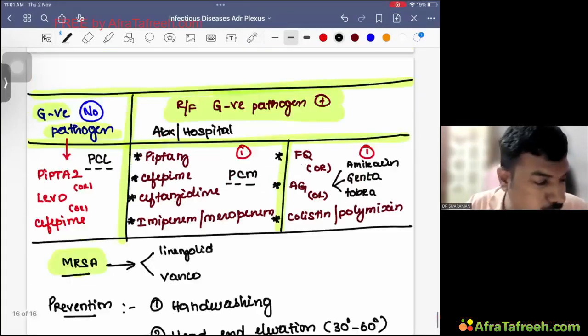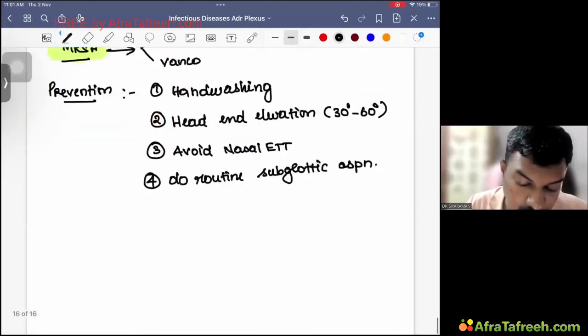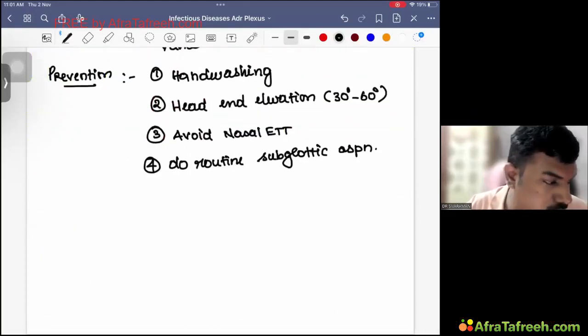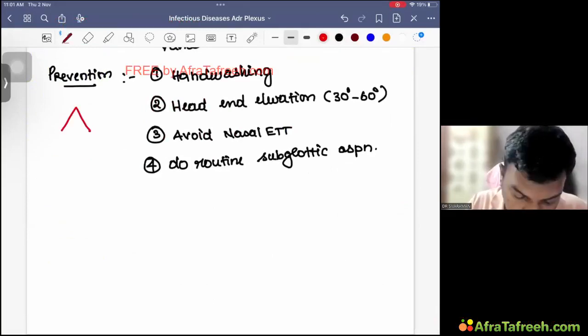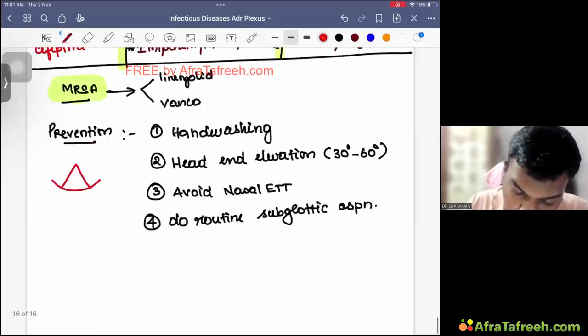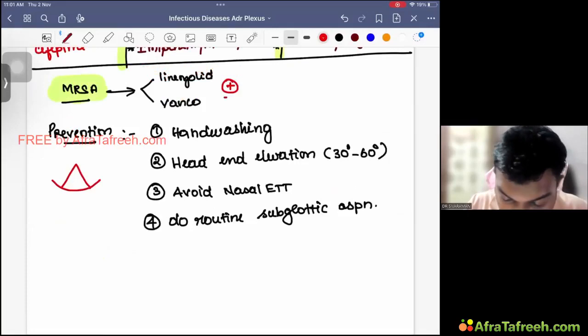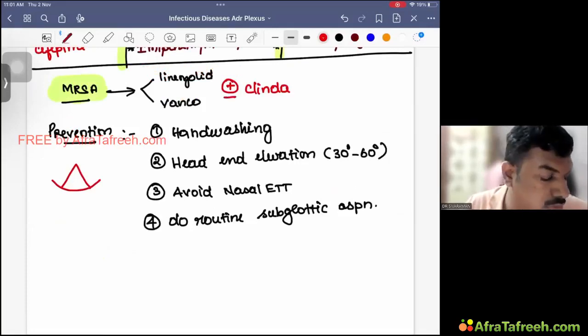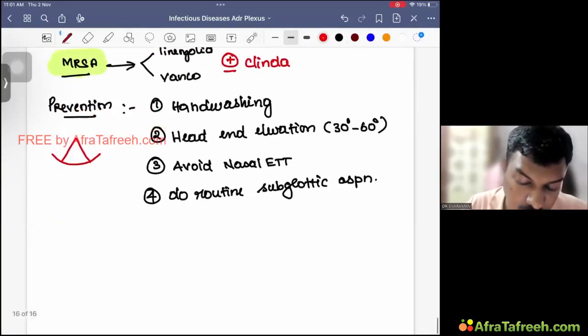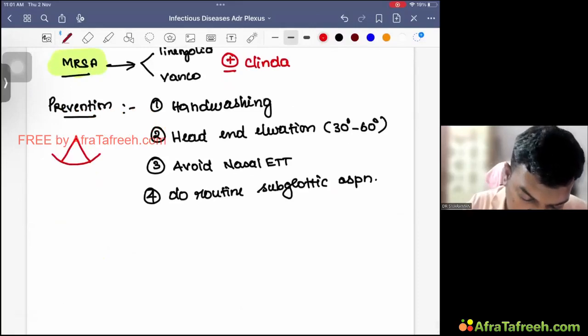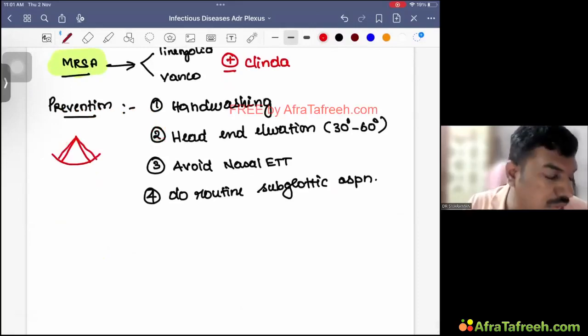Yeah, Pseudomonas is again gram negative, right? Yes or no? It depends. Clinda again depends. It depends on the situation. Whenever you think MRSA is associated with anaerobic contamination, whenever aspiration is there, then you can go for clindamycin.